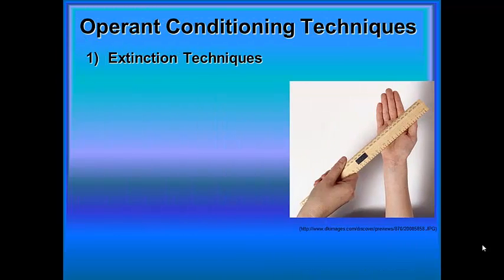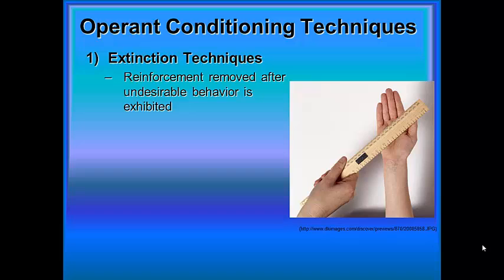Some operant conditioning techniques. We use extinction techniques, trying to make a negative behavior go away, and that would be when we remove the reinforcement. So when we have an undesirable behavior, we just do not reinforce it, or we take away the reinforcement if there was one to begin with.